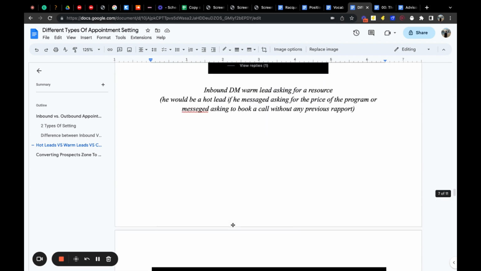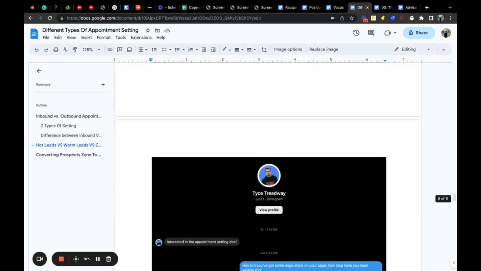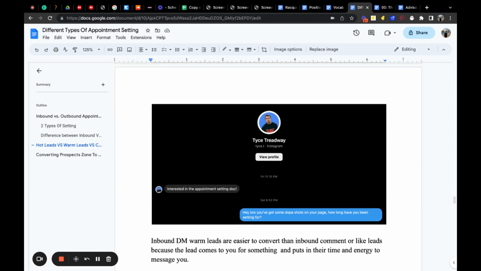But basically, it's an inbound DM warm lead asking for a resource. So he would not be a hot lead. This is, again, the distinction. He would be a hot lead if he messaged asking for the price of the program or asking to book a call without any previous rapport. But because he's just asking for a touch point before going anywhere, he is just a warm lead. He's asking for an appointment setting doc, basically a resource given away if they DM the business. And that's how this person turned into an inbound lead.